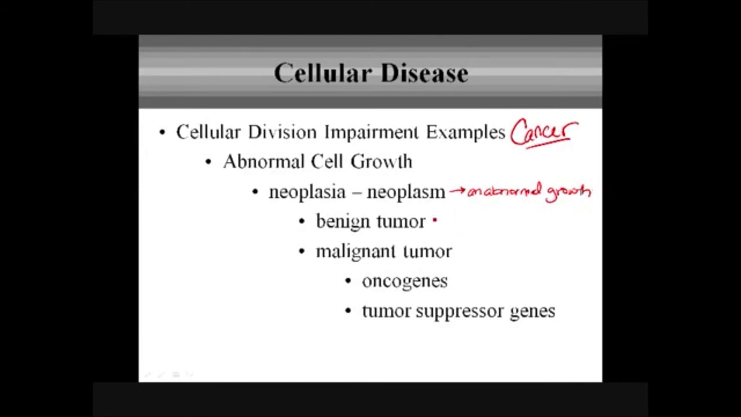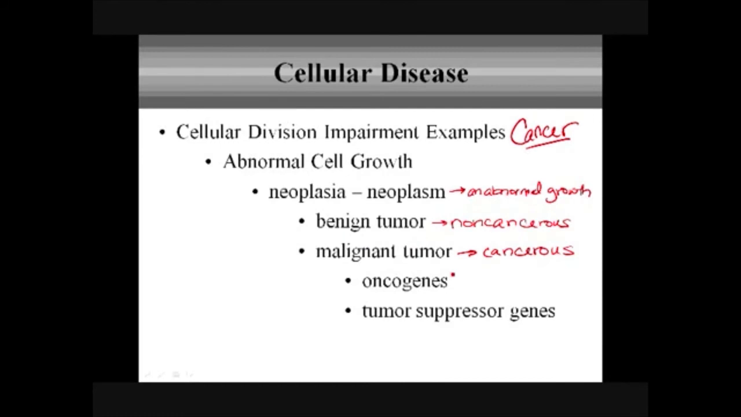A neoplasm can then become a tumor, the tumor being an actual mass, not just recognizing abnormal growth. We should know benign tumors are non-cancerous, while malignant tumors are cancerous. But the interesting thing that people don't necessarily recognize about benign tumors is that, yeah, they're non-cancerous, but they're abnormal growth.